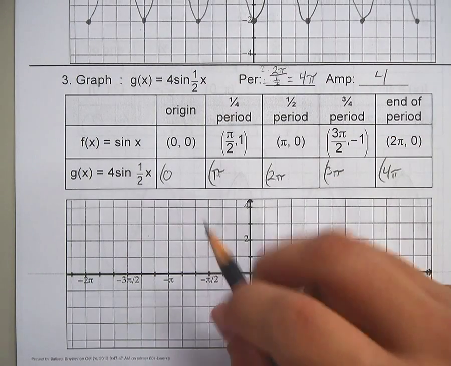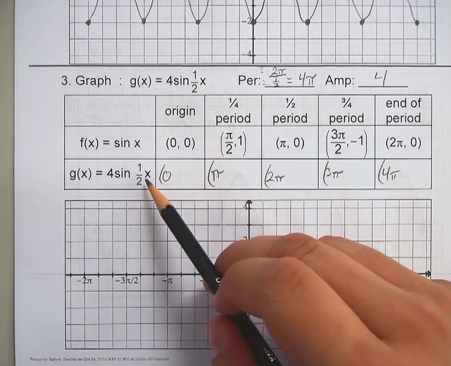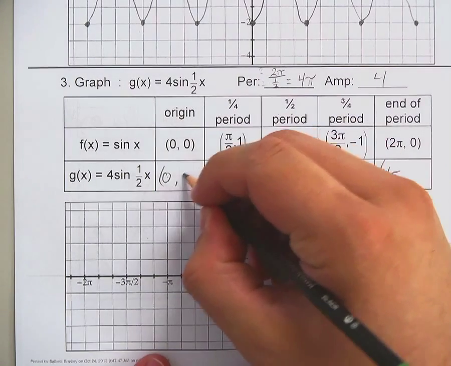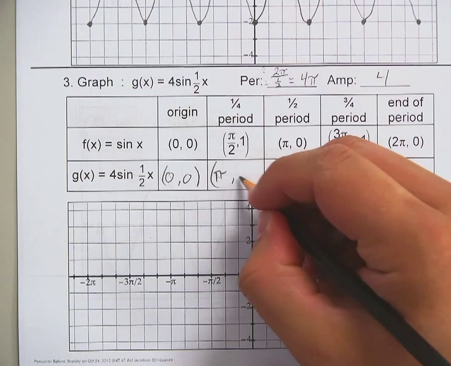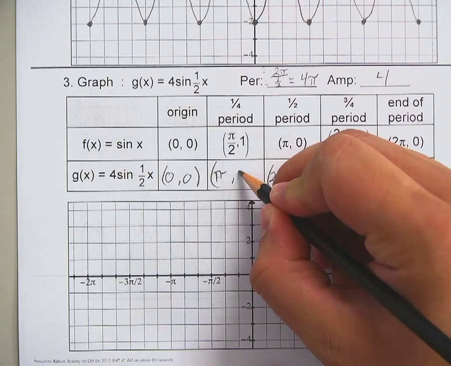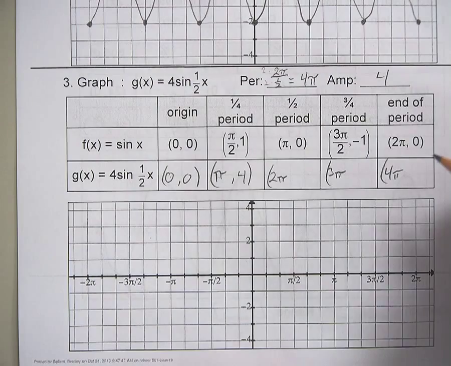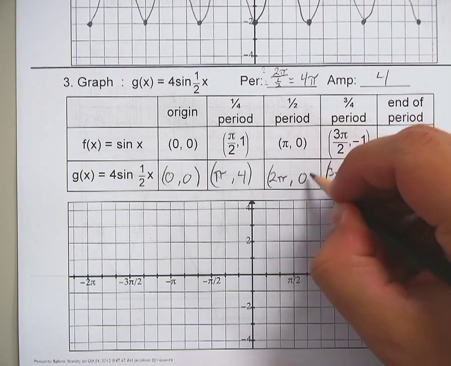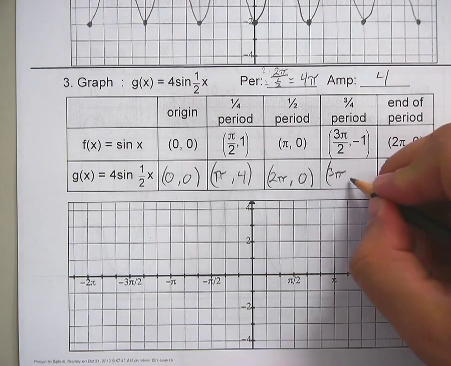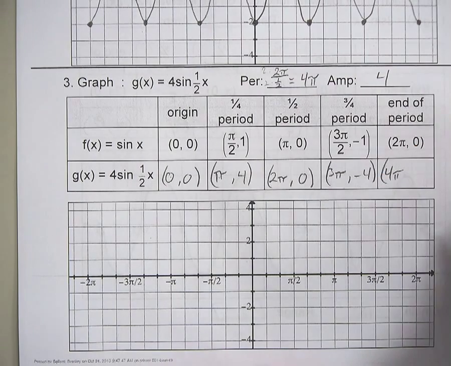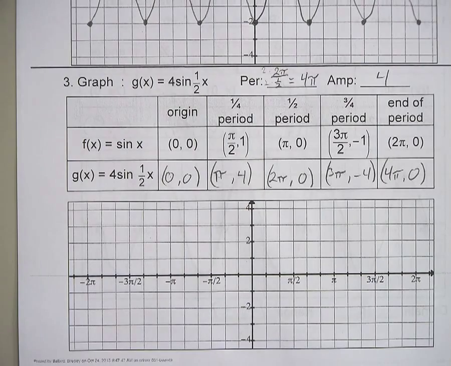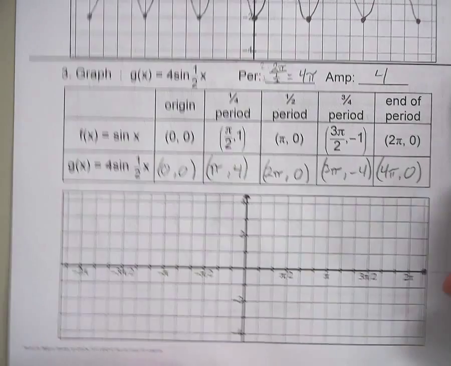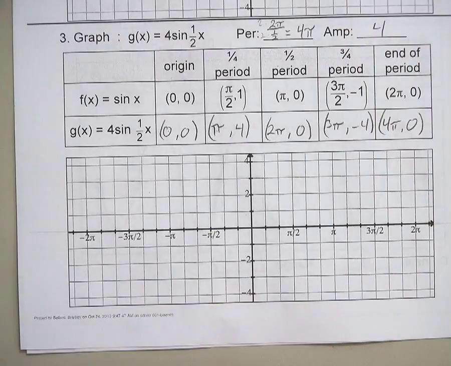Let's plug it in. 0 times 1/2 obviously is 0. I'm just going to go ahead and give these to you so that we can shorten up the video a little bit. If you plug in a pi, you get 4. Plug in a 2 pi, you get 0. Plug in 3 pi, you get -4. 4 pi, you get 0. This is just for the sake of brevity here. Go through and plot this out.